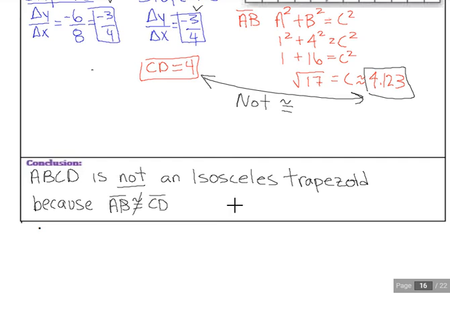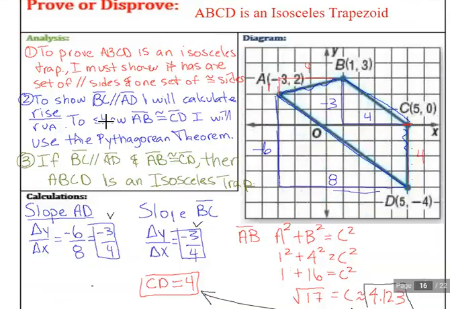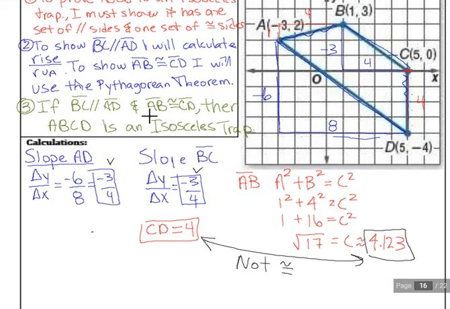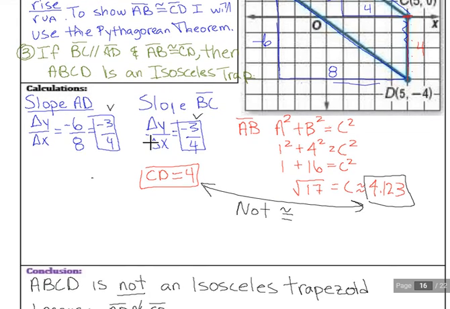And so the whole point of proof is laying out your argument, showing through calculations in this case that your argument holds up or doesn't hold up, and then drawing a conclusion based on your work. And so to review, an isosceles trapezoid must have one set of parallel sides and one set of congruent sides. Parallelism, we're calculating slope. Congruency, we're calculating Pythagorean theorem for distance. If we have parallel and congruent sides separately, one pair parallel, one pair congruent, then it's an isosceles trapezoid. So we calculated the slope and they're the same, so it's definitely a trapezoid. But when we calculated the distances, those were not the same. And so we can conclude that it's a trapezoid, but not an isosceles one, all right?